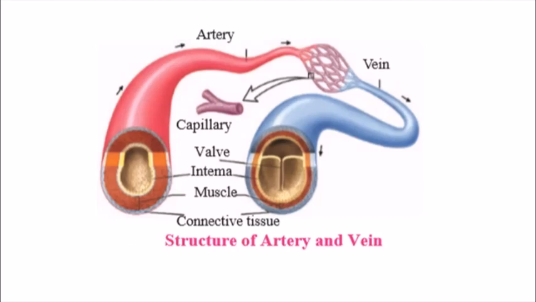Veins usually have a thin wall and they also have valves. Why do they have valves? Because when the blood flows through those valves, they open and close. So it is like a door.